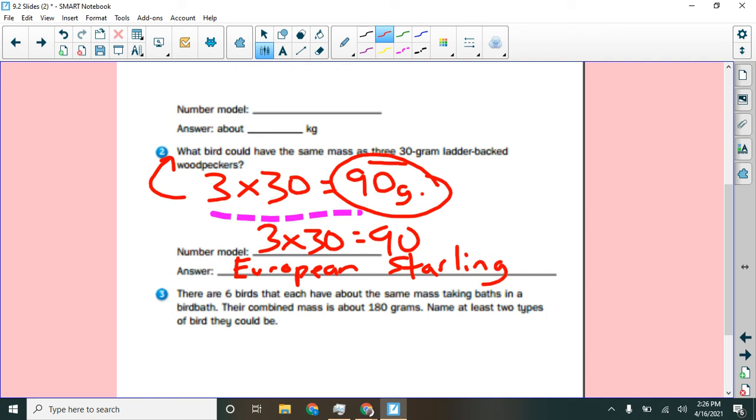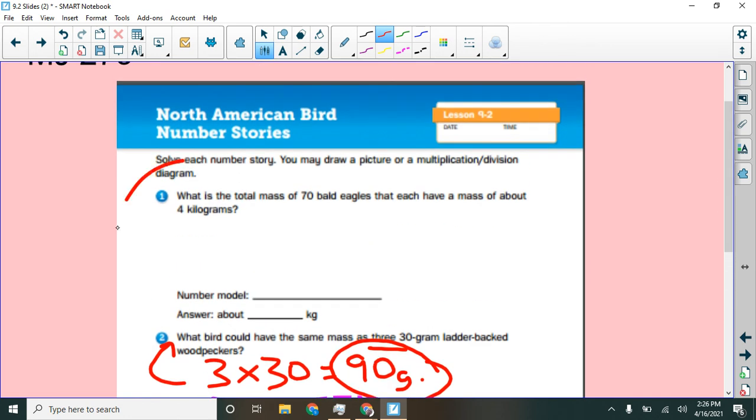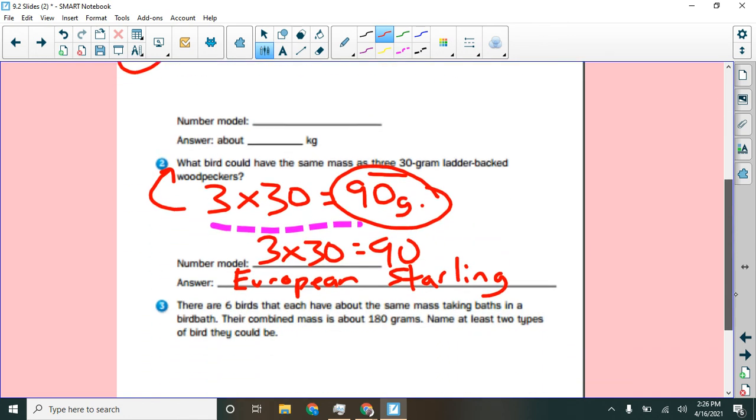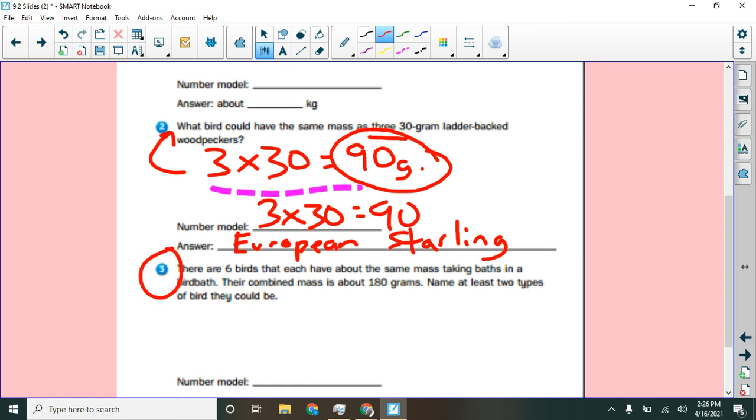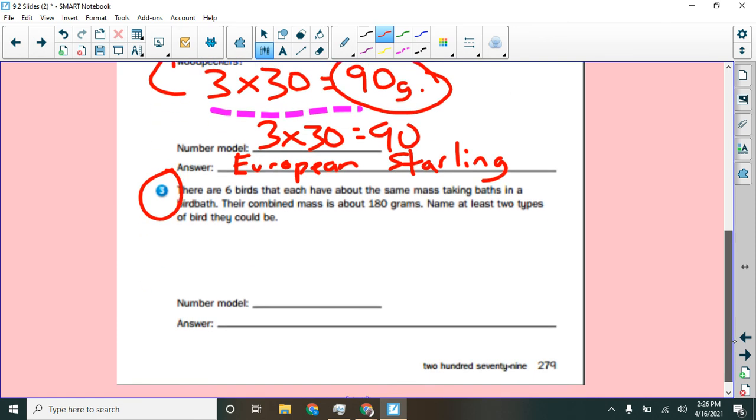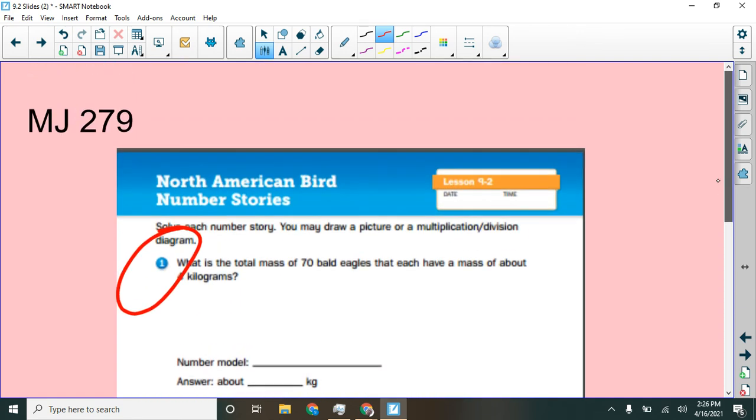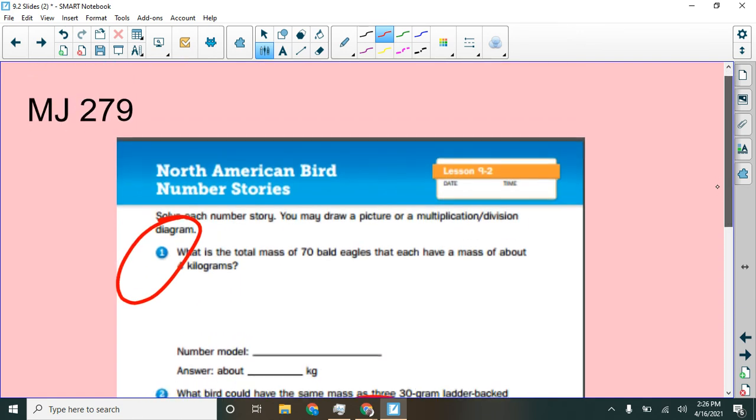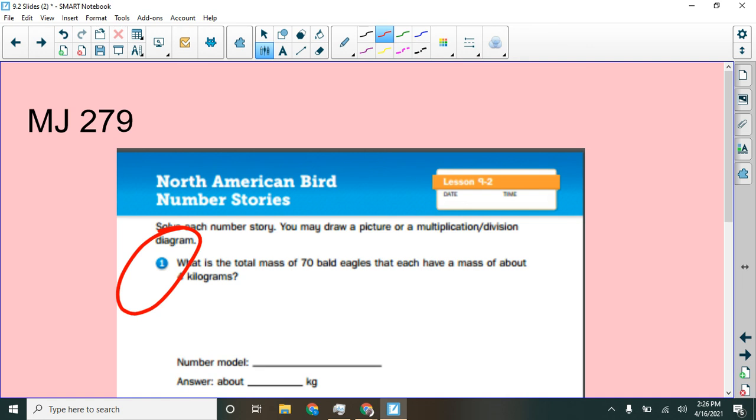Be sure to read these questions really carefully. You have 2 of them to do. Number 1, you can circle it if you want. And number 3, you're going to end up with a number model and an answer. When you're thinking about what the answer should be, make sure you notice what the question is asking.